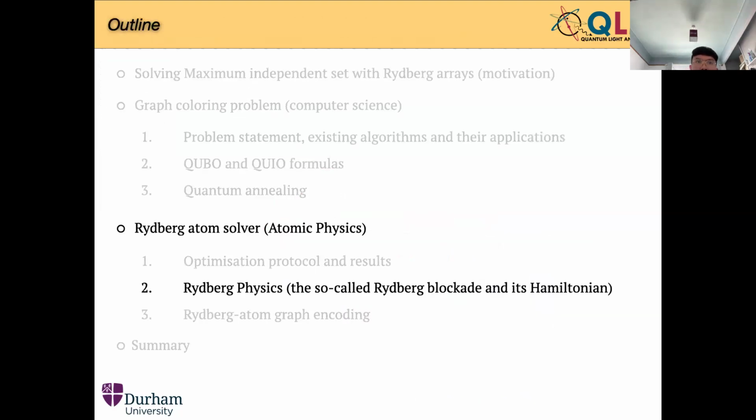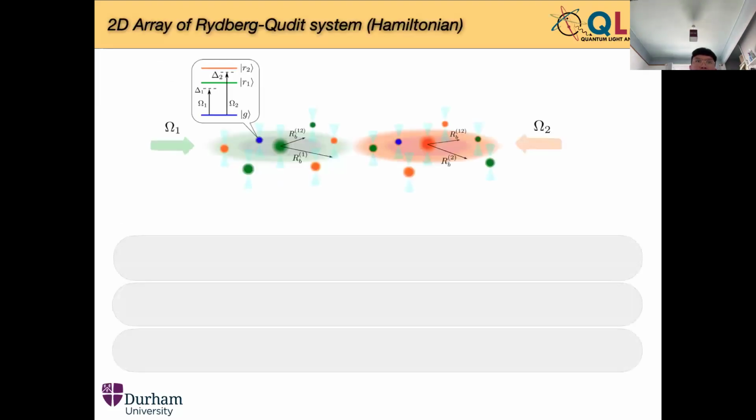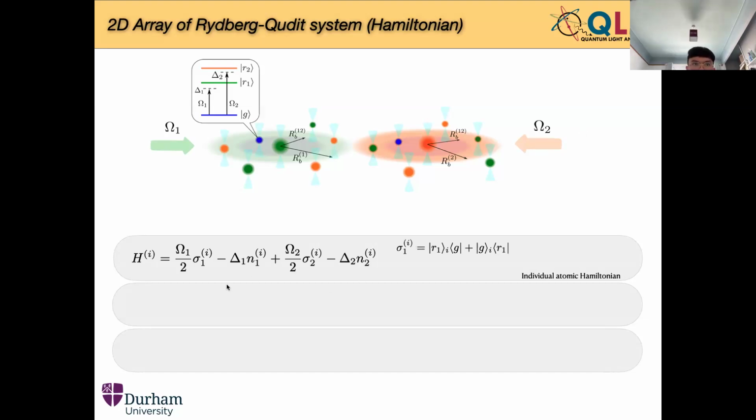So I need to explain about the Rydberg physics of the Rydberg-qudit system. Basically, this is our system. We have the individual atomic Hamiltonian energy, which is quite familiar for all of you, I think. This represents the energy of the individual atoms. We have detuning 2 and detuning 1 representing the energy of Rydberg state 1 and Rydberg state 2. We have omega 1 and omega 2 associated with the coupling with sigma 1 and sigma 2 here. Sigma 1 is analogous to the Pauli X matrix, but acts on G and R1. Same for sigma 2, they act on G and R2. N1 and N2 are just the projection operators.